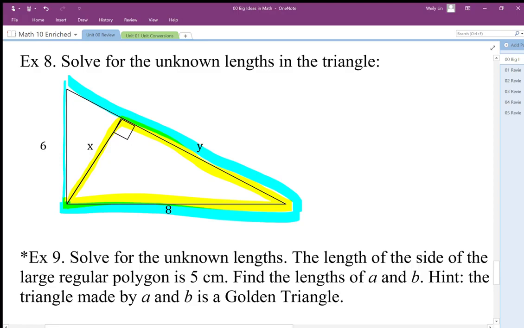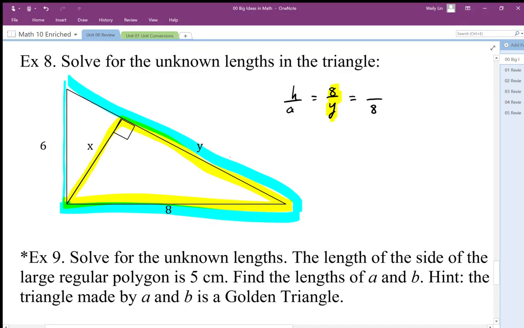I'm going to try to set up a relationship here. I can say the hypotenuse to the horizontal side, which we'll call side A. It's going to be 8 to y, and this is in the yellow triangle. Then I can set up the same proportion, the hypotenuse to the horizontal side A.